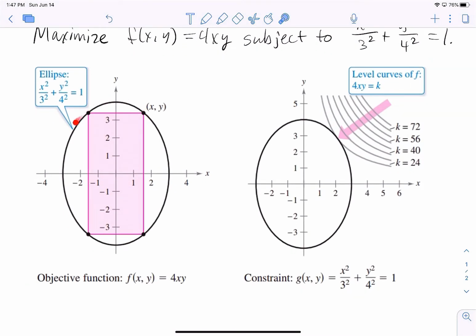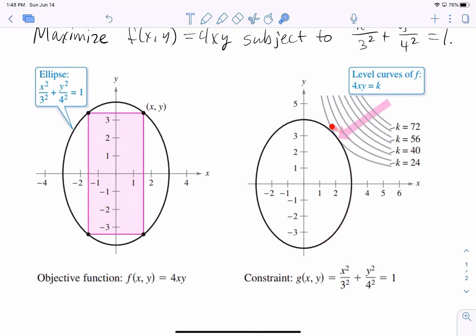On the left, we have the ellipse, x squared over 3 squared plus y squared over 4 squared is equal to 1, inscribed inside of which is a rectangle. And as you can see, there's a point identified in the first quadrant, (x,y). And x is the distance from the y-axis, and so the horizontal width of this rectangle is going to be 2x. The vertical height of the rectangle is going to be 2y because y is the distance from the x-axis, and that's why this area is given as f(x,y) equals 4xy.